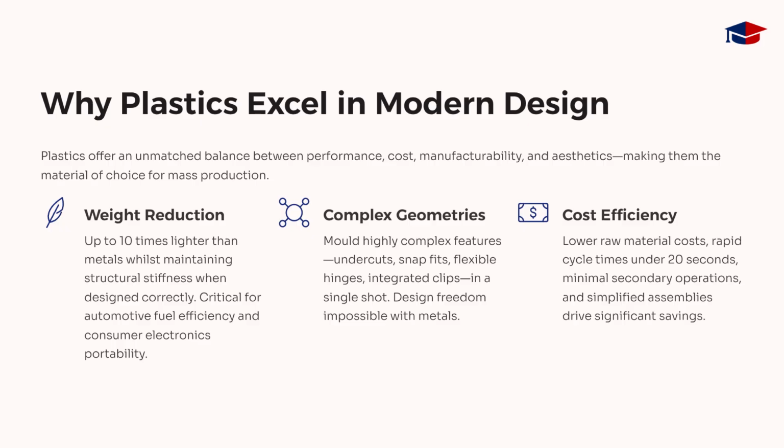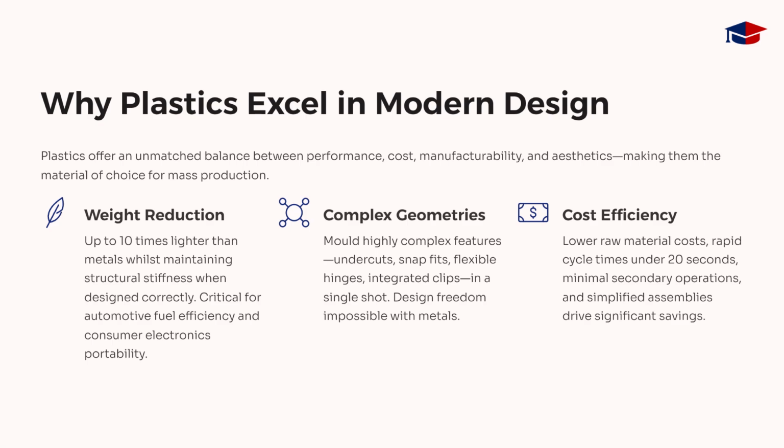Plastic components can be shaped into highly complex geometries that would be extremely difficult or even impossible to achieve in metal. Features like undercuts, snap fits, flexible hinges, integrated clips, and multi-part assemblies can be molded in a single shot. This gives designers an enormous amount of freedom to create functions, aesthetics, and assemblies without relying on secondary machining or fastening operations. Because injection molding is a high-speed, high-volume process, you can manufacture millions of identical parts with exceptional repeatability.